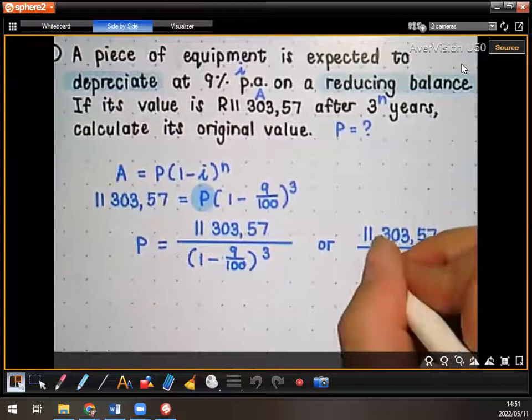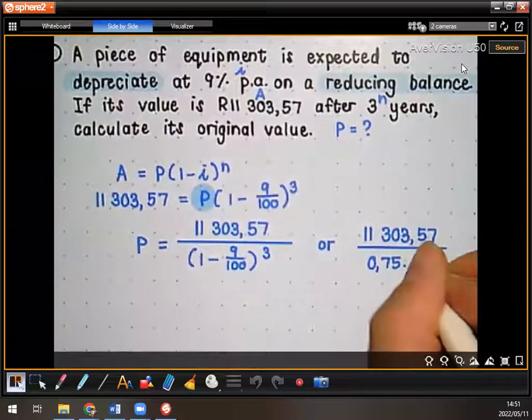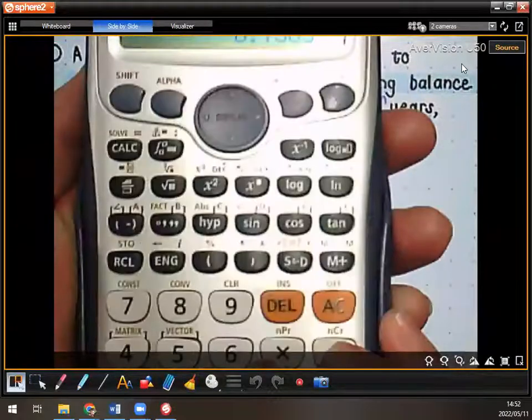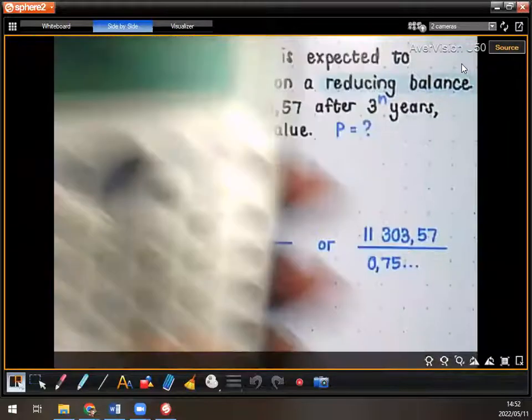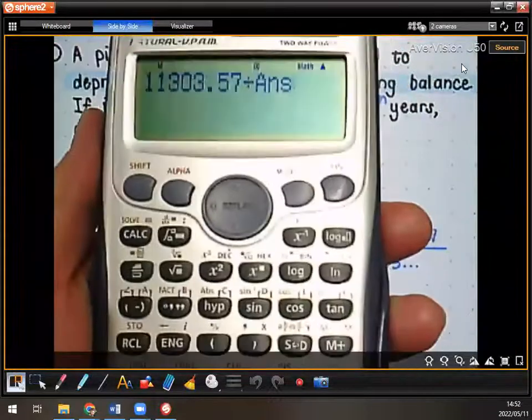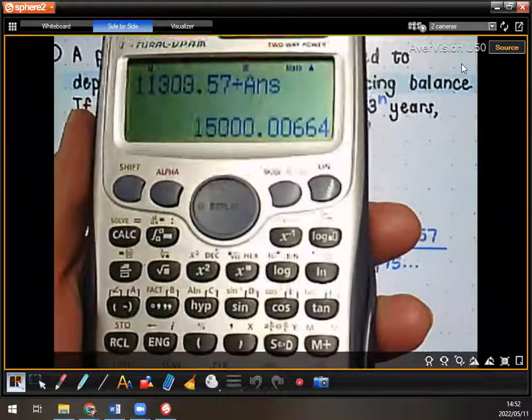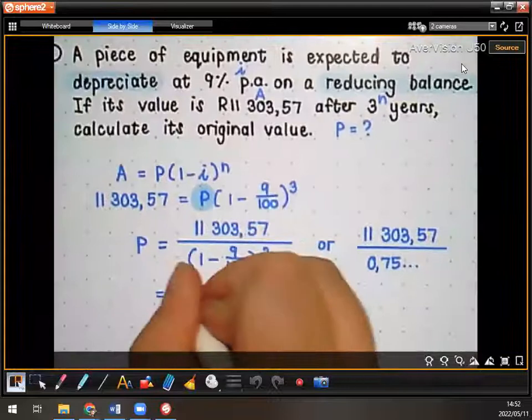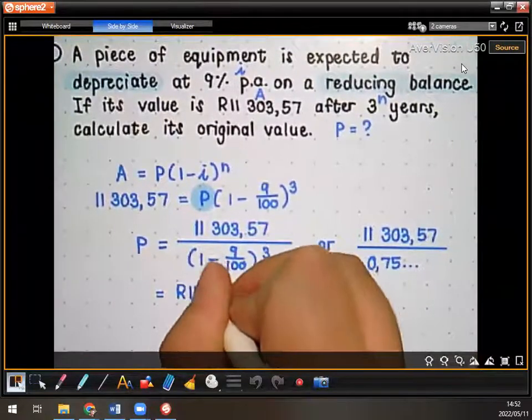You're going to have to write 0.75... to remind yourself that you're actually not rounding that off. You can't now in the calculator type in 11,303.57 divided by 0.75. You're not going to get the right one. If you want to do that, you have to say 11,303.57 divided by answer button, please. Then it's going to take that whole unrounded value and you will get the correct answer, which is 15,000. So P is 15,000.